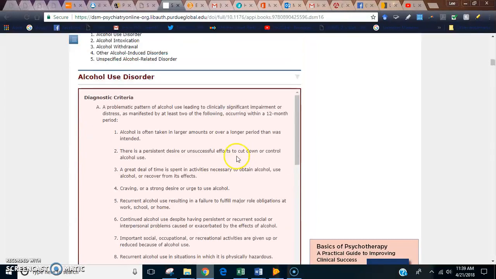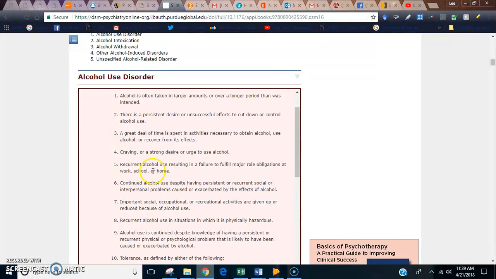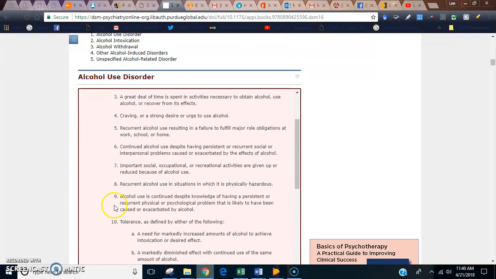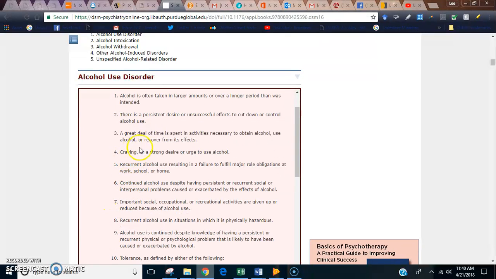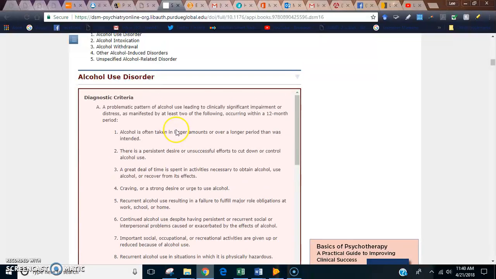So to meet criteria for alcohol use disorder, it's very simple. If, for example, they're already coming on with a DUI, that's 1 symptom right there. Why? Because you will see that here we go. It's probably one of these over here. Nope.